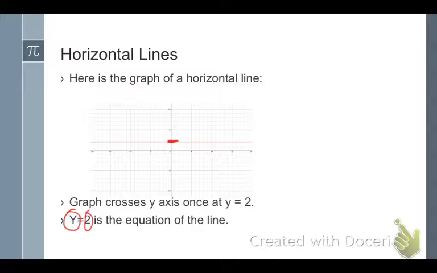This does get confusing to students because if you look at this graph, the line in red is parallel to the x-axis, so we want to say it's x equals. But it's not the x-axis. It's parallel to the x-axis, but that's not what matters. What matters is which axis it crosses, and we cross the y-axis right here at y equals 2. So you write down the name of the axis you cross, and equals the number it crosses at. So that's a horizontal line. All horizontal lines are y equals a number.